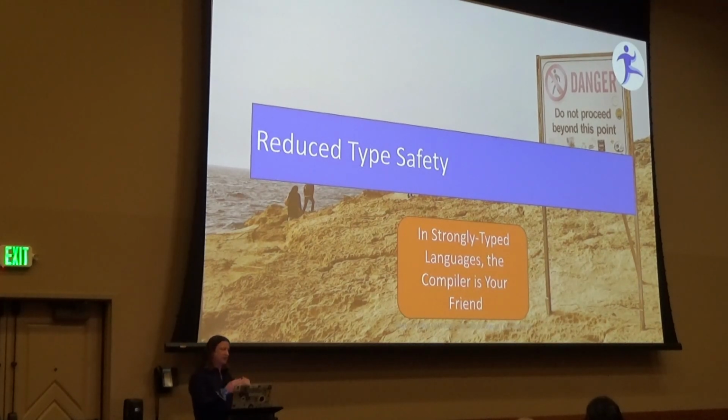The closer to when the developer made the mistake that you can tell the developer they made the mistake, the less costly it is for them to fix it. Right? They're still in the zone, they still know exactly what they did.